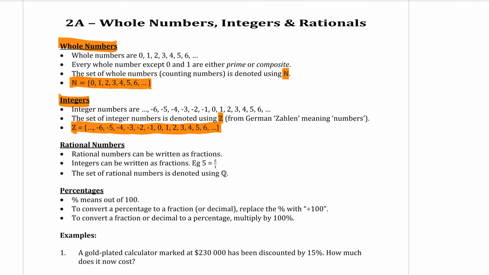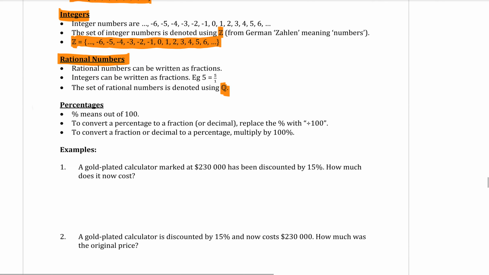Rational numbers are any numbers, including decimals. If it is possible to write it as a fraction, then it would be a rational number. So integers or whole numbers can be written as fractions because 5 is just 5 over 1. It is still a fraction. And we give the letter Q for our rational numbers. We're going to be finding some percentages.